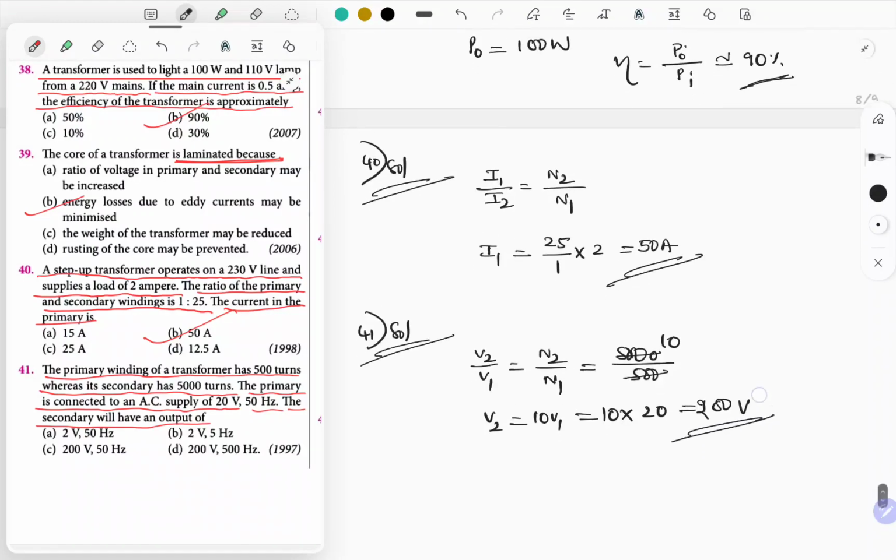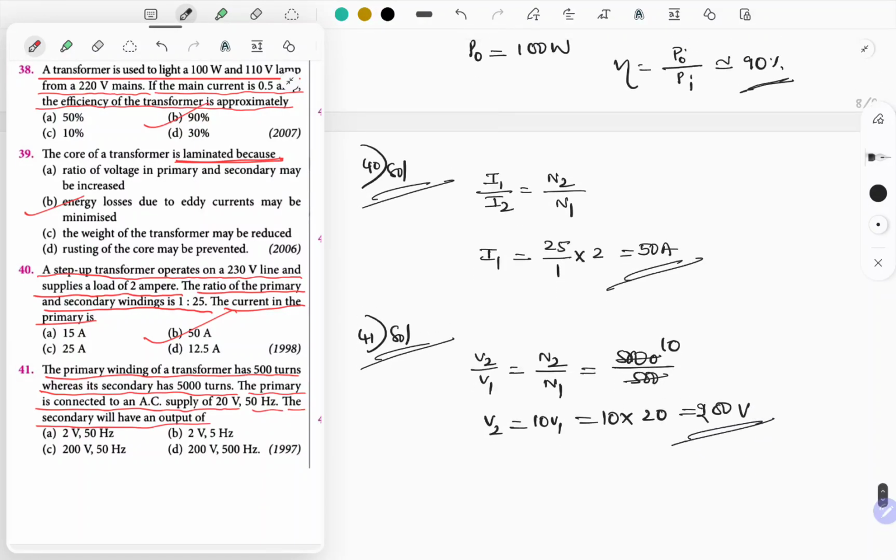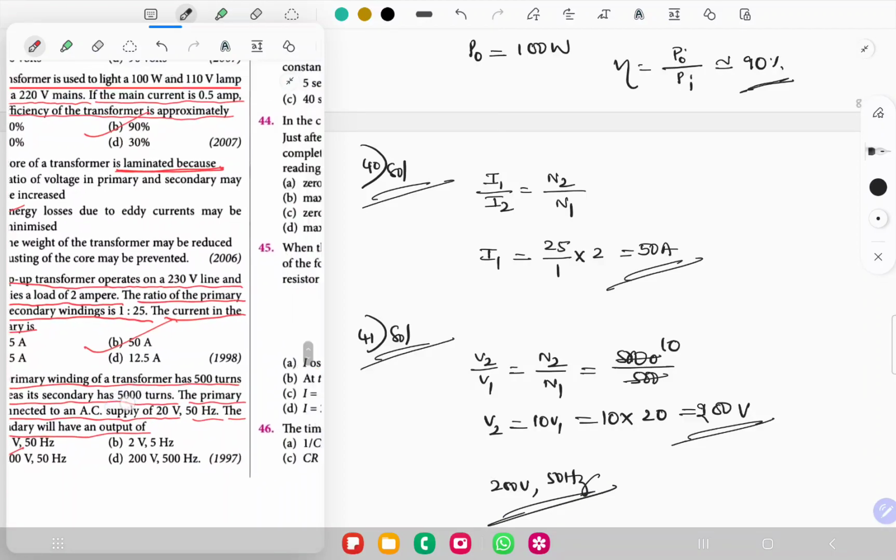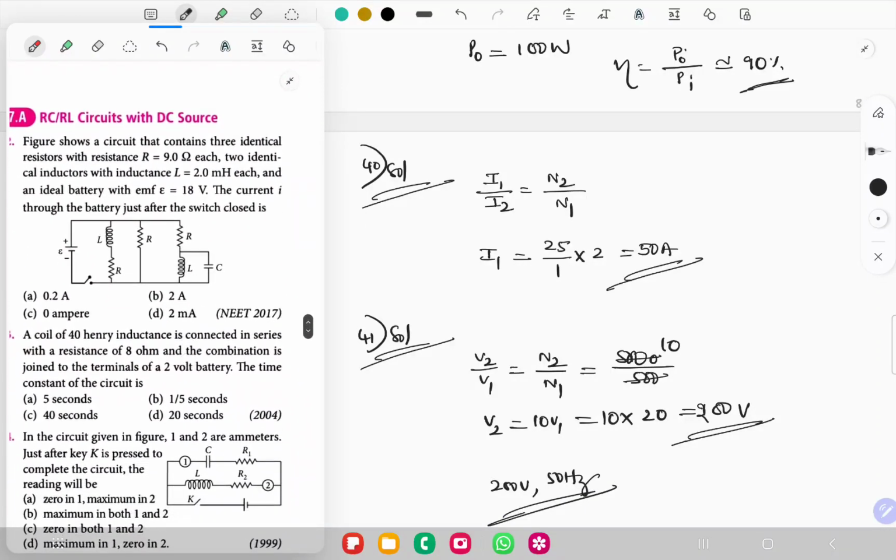200 volt. So will the transformer change the frequency? No, it is going to be the same. What is the initial frequency? 50 hertz. It remains the same. So 200 volts and 50 hertz is the right answer. The frequency of a transformer does not change while it is stepping up and stepping down.